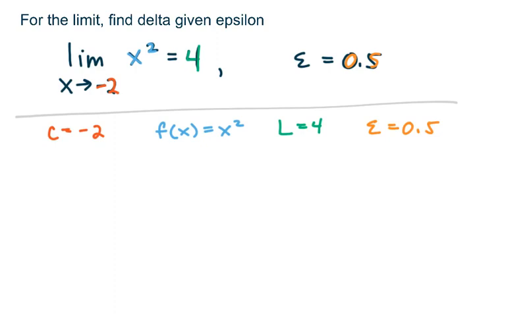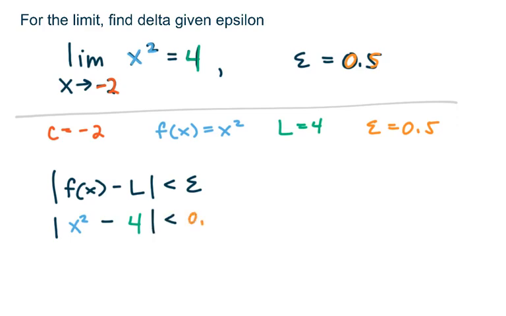And the way we always solve these problems is we start with our epsilon portion of the definition, which says the absolute value of the function minus the limit needs to be less than epsilon. So in this case, that means x squared minus 4 needs to be less than 0.5. And for the sake of my calculations here, I prefer to use 1/2. So we're going to solve that inequality.